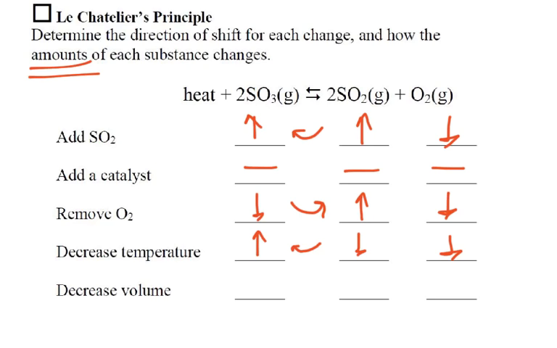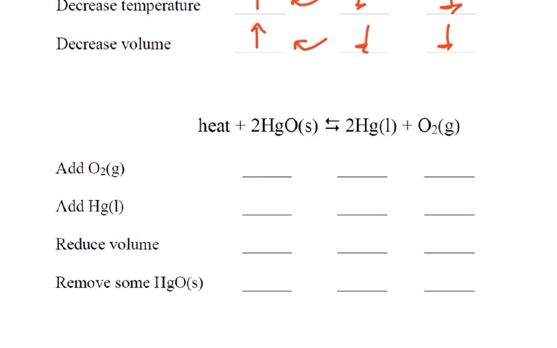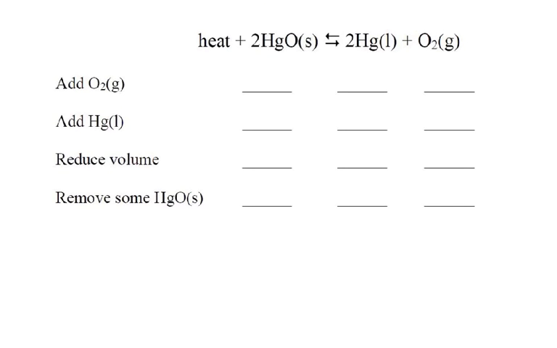If I decrease the volume, there's not enough space, so I'm going to shift to the side that takes less room. And this side, the left side, has 2 moles of gas, the right side has 3 moles of gas, so I'm going to shift to the left. So this is going to go up, and this is going to go down, this is going to go down. Okay, second one, I'm going to add some O2. Add O2, there's too much O2, so I'm going to shift to the left. I'm sorry, okay, that's right. That'll use up my O2.